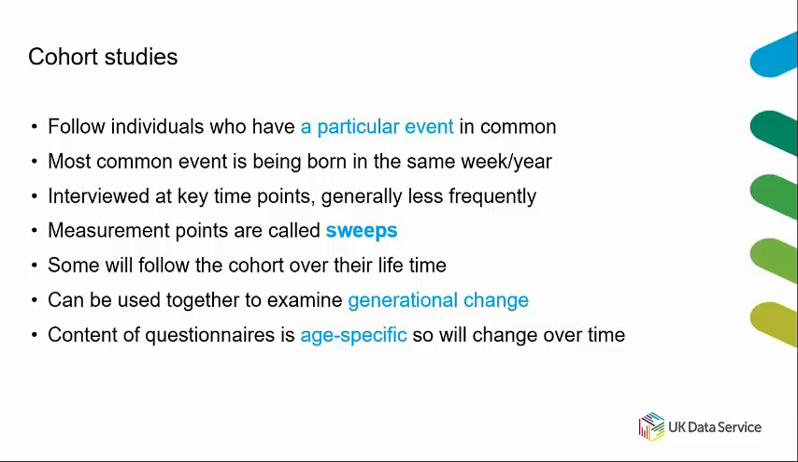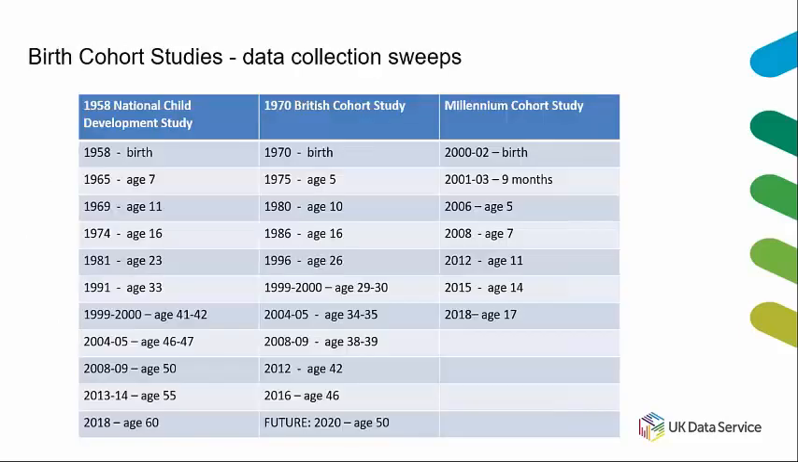Rather than waves, the measurement points for cohort studies are generally called sweeps. And because they are conducted in different decades, they can be used to look at generational change. Because of this, the content of the questionnaire is age-specific, so the questions change over time to reflect this. They also tend to focus on health, social and economic circumstances. So here are those three popular cohort studies: the 1958 National Child Development Study, the 1970 British Cohort Study and the Millennium Cohort Study.